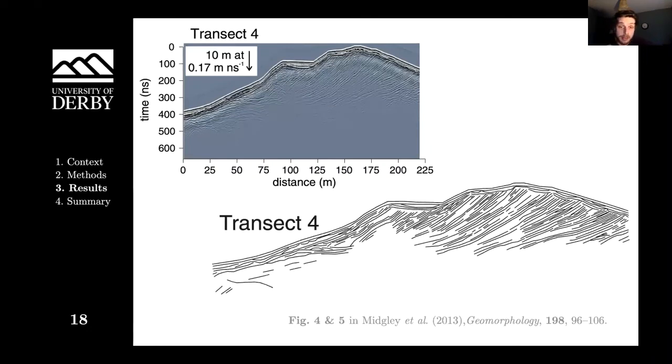We do not see similar structures towards the front of the moraine. We see very chaotic radargrams derived from the frontal areas, indicative of a debris-rich composition with outsized clasts leading to chaotic returns.